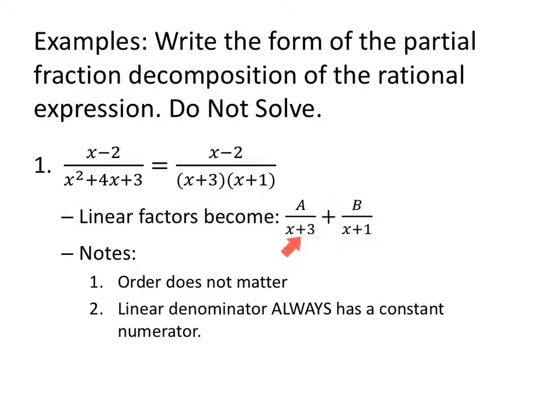Each linear factor gets its own fraction. The order doesn't matter. If you chose to write A over x plus 1 and B over x plus 3, that's cool. You're going to get the correct answer, in quotes, but your A and B values will be switched because you switched the order of the fractions. It doesn't matter. Also, the linear denominator, x plus 3, has a constant numerator, so just an A. The x plus 1 is linear, 1 degree less, always proper fractions, a constant numerator. All right, so that's it for writing the form, and this is going to be the first couple of steps in our entire decomposition when we solve.